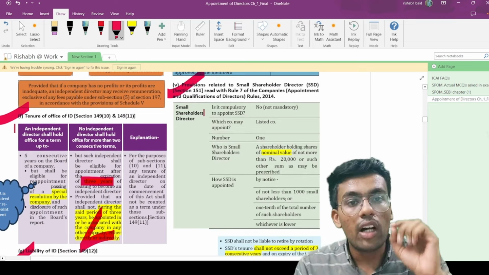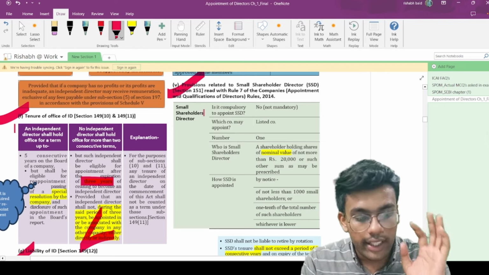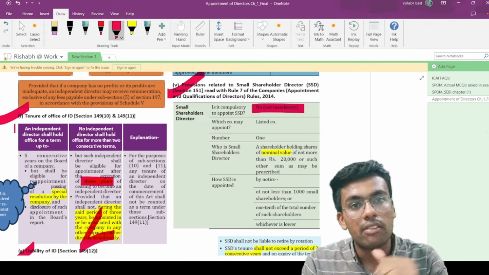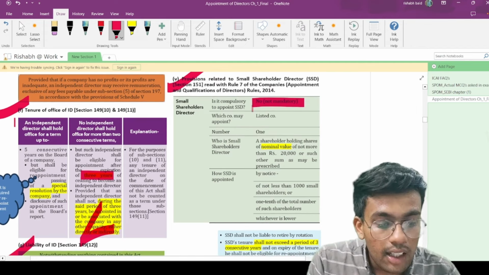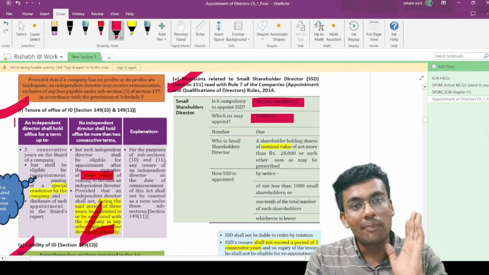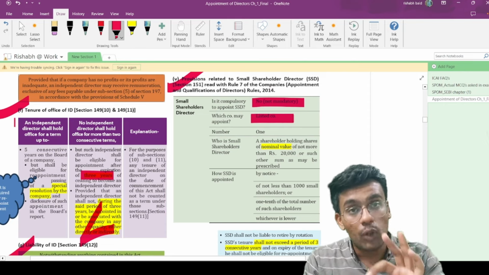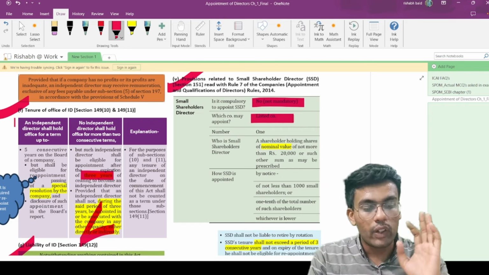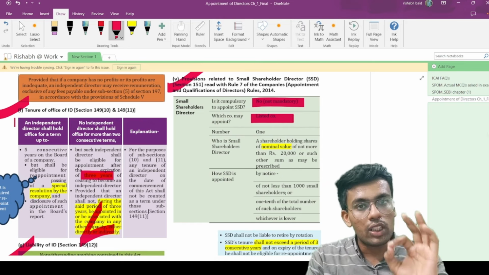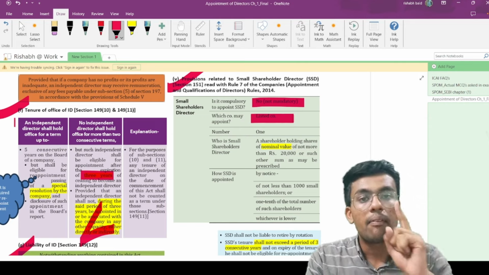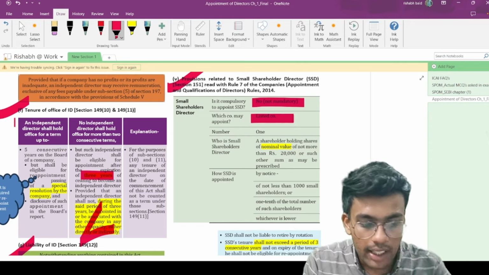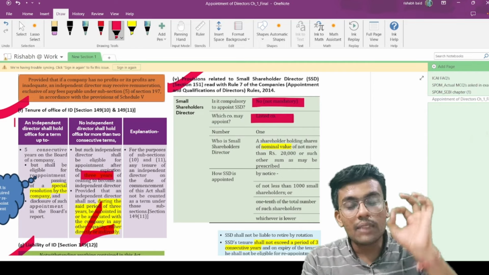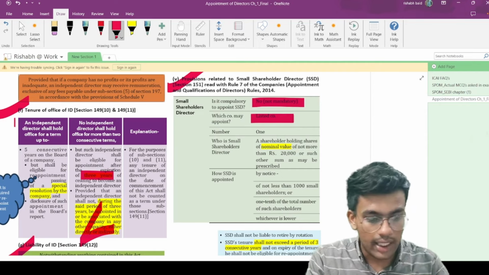Is the company mandatorily required to have a small shareholder director? The answer is no, it is not mandatory. It depends upon the company's management whether they want to have one or not. At least every listed company shall have an independent director. Small shareholder director may or may not be there. Only listed companies have the small shareholder director provisions applicable. Minimum 1, meaning only one small shareholder director will be there. Sorry, I keep saying independent. Only one small shareholder director will be there, okay.